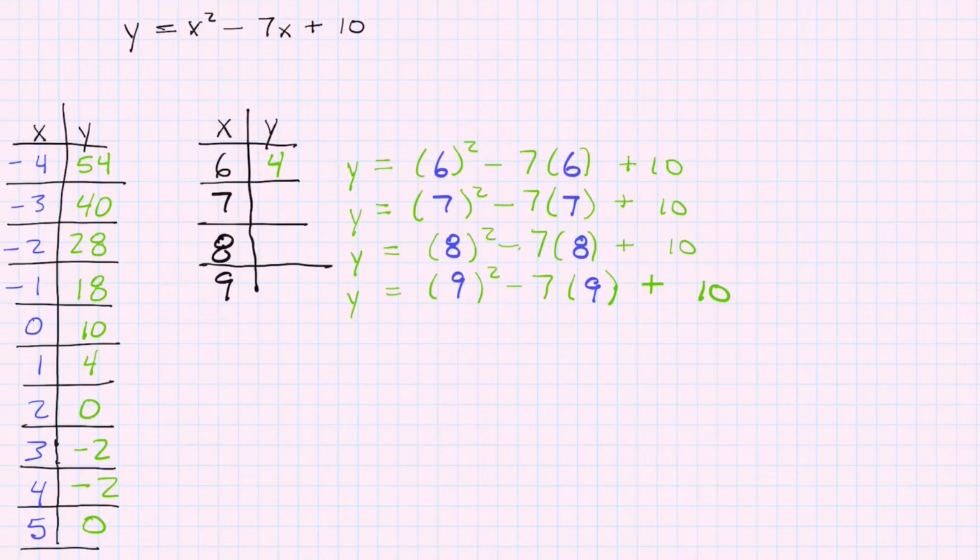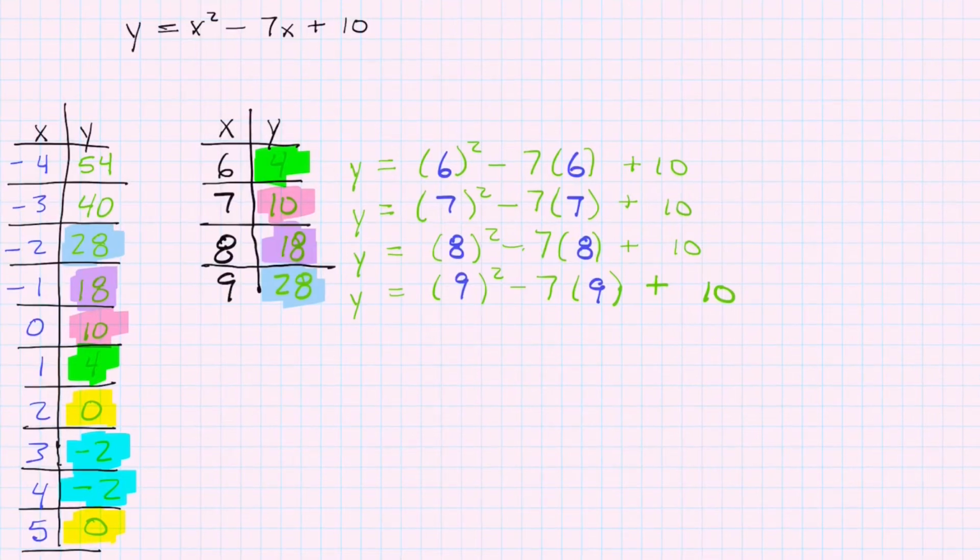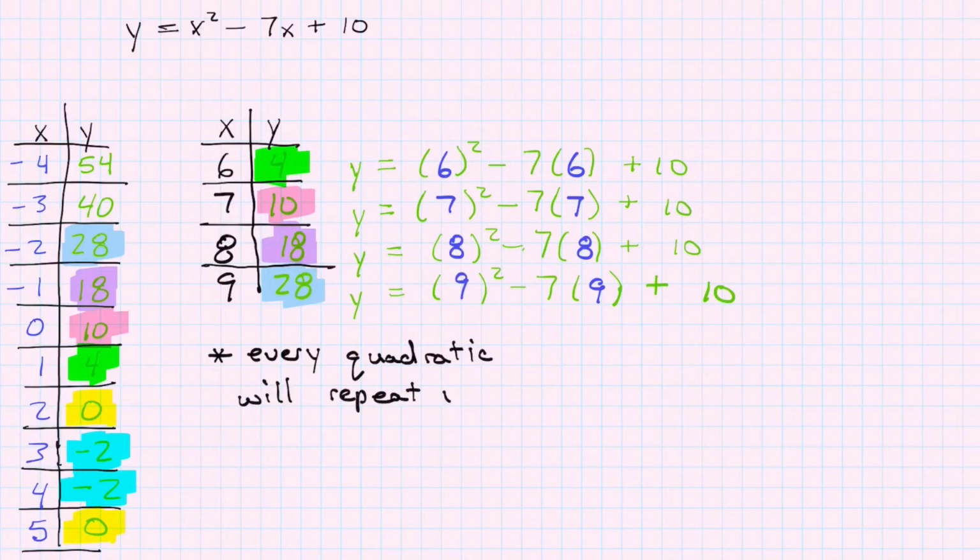When I substitute 6 in for x, I get a y value of 4. When I substitute 7 in for x, I get a y value of 10. When I substitute 8 in, I get a y value of 18. 9 in, I get a y value of 28. So look at all these values that repeat. This is a common characteristic of quadratics. Anytime you graph something where the highest power is 2, you always get to a point where the values start to repeat. So this is an important thing to notice for absolutely any quadratic, is that at some point the y values all begin to repeat.